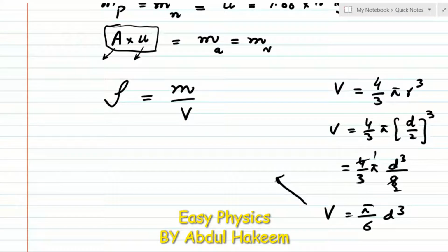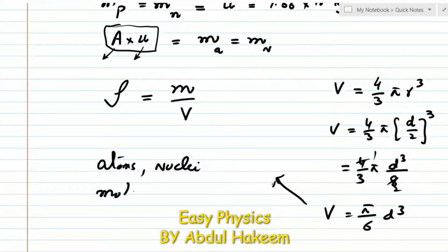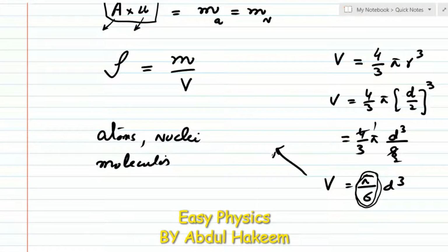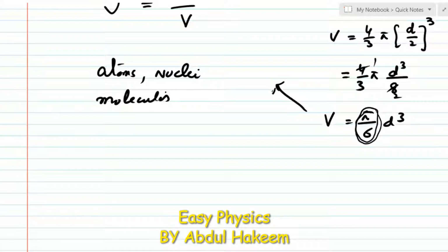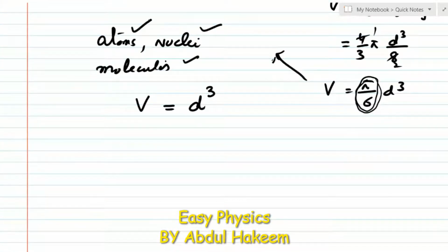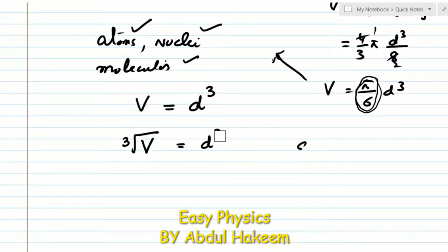But remember, for atoms, nuclei, molecules, we can ignore this portion pi by 6, but it's not necessary. We can use pi by 6 diameter cube, but we can ignore this for atom volume, for the nucleus volume, for the molecule volume. We can write volume is equal to diameter cube. Only for the atom, only for the nucleus, only for the molecule. And then if the volume of one atom is calculated, then the cube root of this is equal to diameter. So this diameter is equal to volume power 1 by 3.